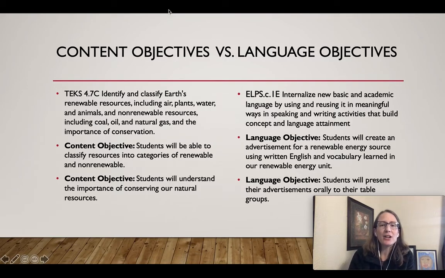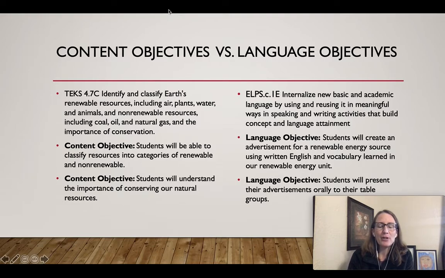First of all, looking at the content and language objectives, this is really important because you as teachers will encounter this over and over again. It's something that you will use on a daily and weekly basis as teachers, and you'll also use this throughout your time here at UTEP also. So let's just take a look.